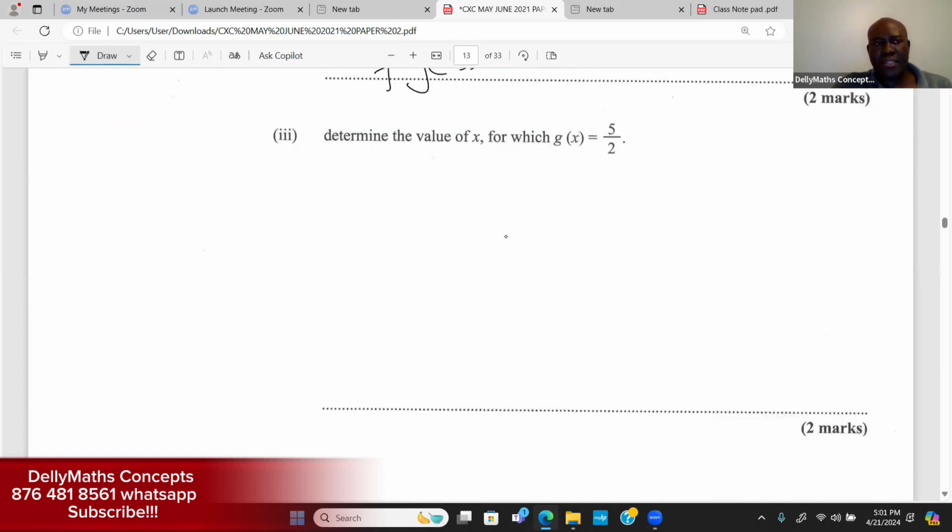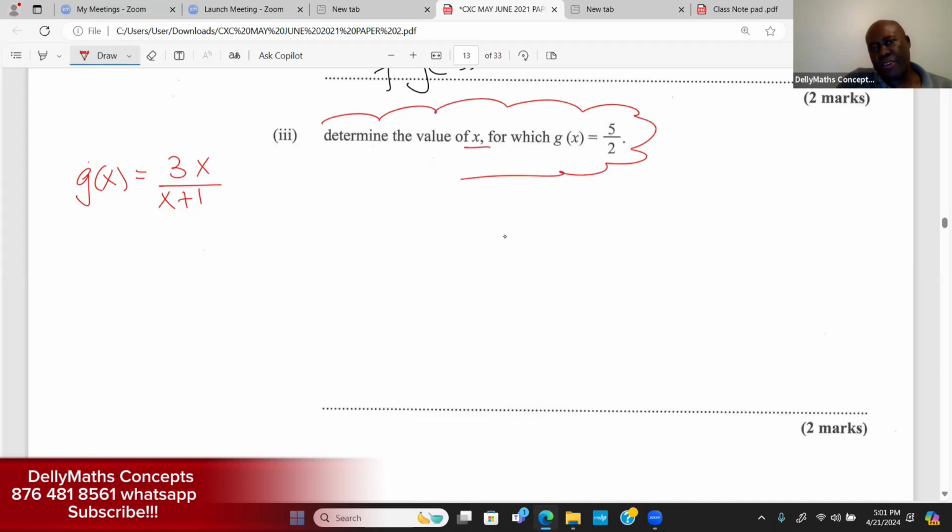For the other question, it says here that we want to determine the value of x for which g of x is equal to 0. So remember, g of x is equal to 3x over x plus 1. Let me read again. I think I said the wrong thing there. We want to determine the value of x for which g of x is equal to 5 over 2. I believe I just said 0. So what it means then, g of x is 5 over 2. Why not just let 5 over 2 be g of x? All right, so I'm going to put 5 over 2 for g of x right here and let that equal 3x over x plus 1.